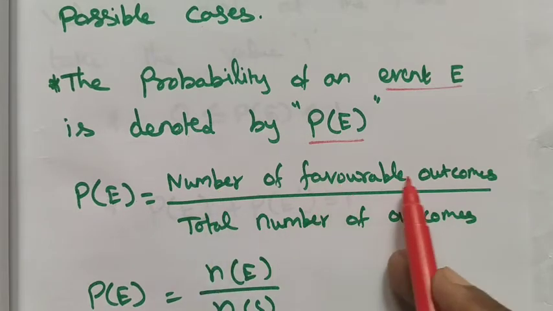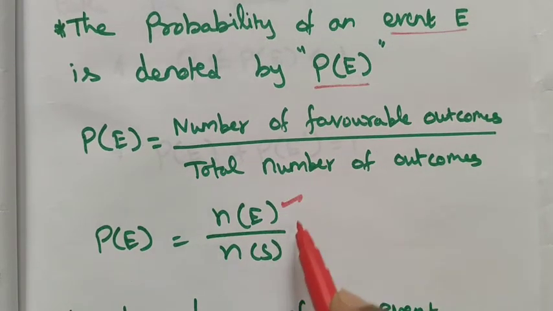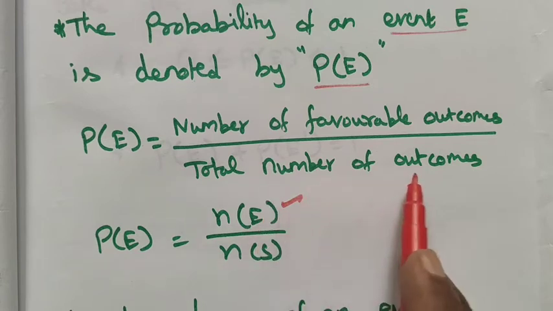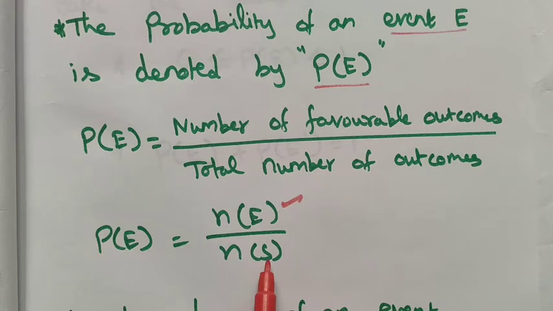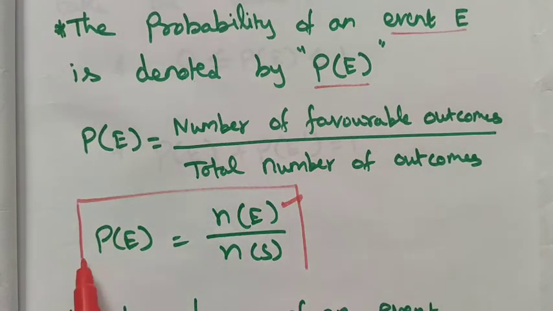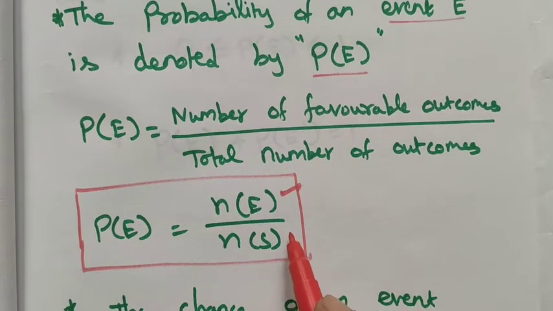Here the number of favorable outcomes we take as N of E, and the total number of outcomes is the sample space. We denote the sample space as S. The probability of the event is N of E divided by N of S. For each event we use this formula to find the probability.